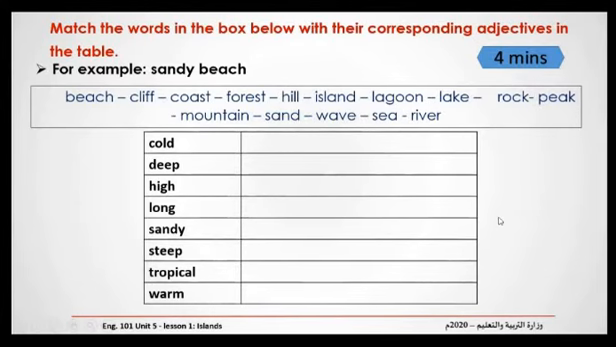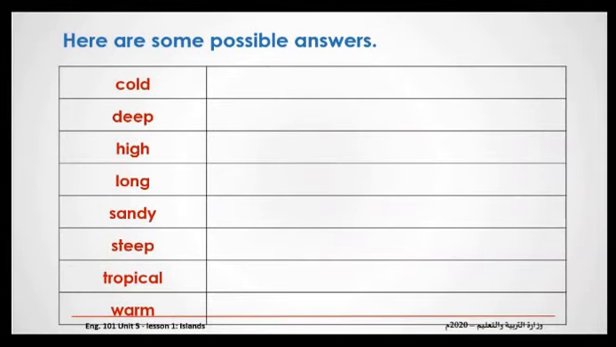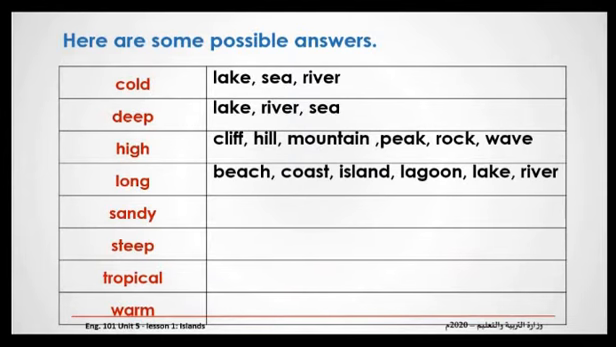Okay, dear students, now we're going to look at the answers. Here are some possible answers. For the adjective cold, you can use these nouns: lake, sea, and river. Deep, lake, river, or sea. High, cliff, hill, mountain, peak, rock, and wave. Long, beach, coast, island, lagoon, lake, and river.